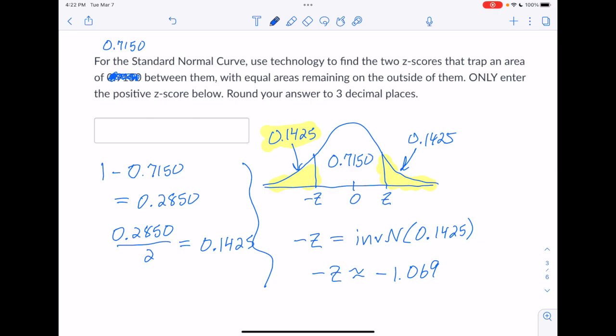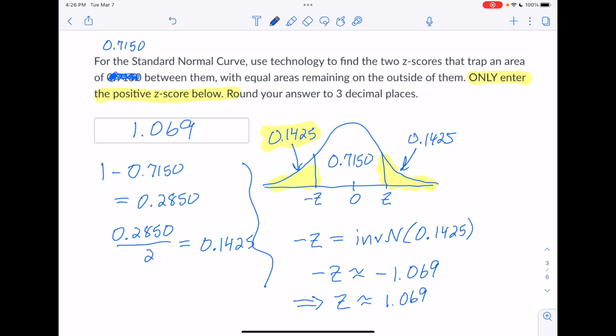So the good news is we're basically almost there, but the remaining issue is they only want us to enter the positive z value, and we just found the negative one. But remember, these are equal but opposite. So if we know the negative z-score, then the positive one is just the opposite of that. So z would be approximately 1.069. And that's the value we would enter into the box up here for active learning. So 1.069 is our end answer for that.